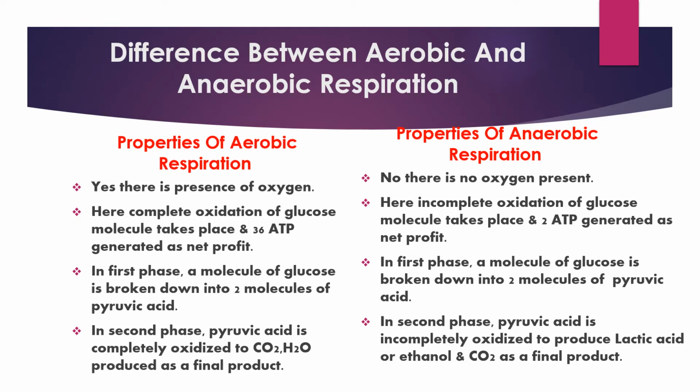So if we compare, in aerobic respiration there are 36 ATPs generated. On the other hand, in anaerobic respiration, only 2 ATPs are generated as a net profit.